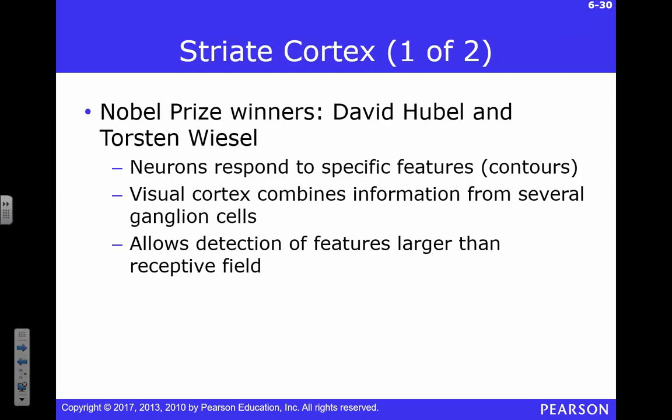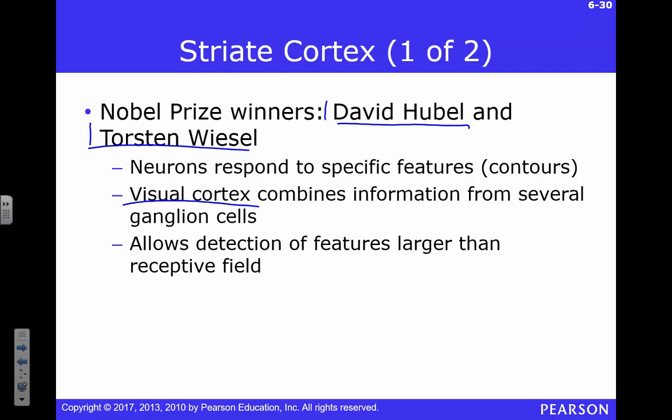Hey, these two guys are awesome. David Hubel and Torsten Wiesel. These guys won a Nobel Prize back in the 80s. They did most of their work in the 60s and 70s, which is what got them the Nobel Prize. They actually figured out how your visual cortex responds.